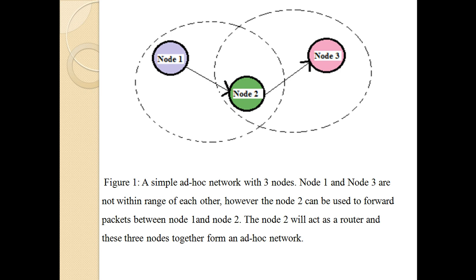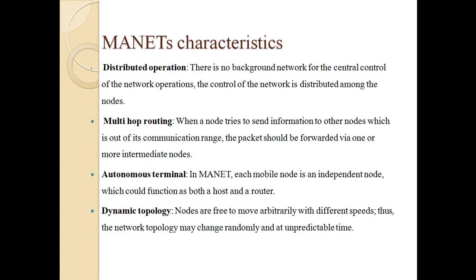Node 1 and 2 are in direct communication range of one another, so they can communicate directly, but if node 1 wants to communicate with node 3, then it has to make use of an intermediate node, that is node 2, to transfer its messages to 3. MANET characteristics. Distributed operation. There is no background network for the central control of the network operations, so the control of all the network operations is distributed among the nodes of the network itself.